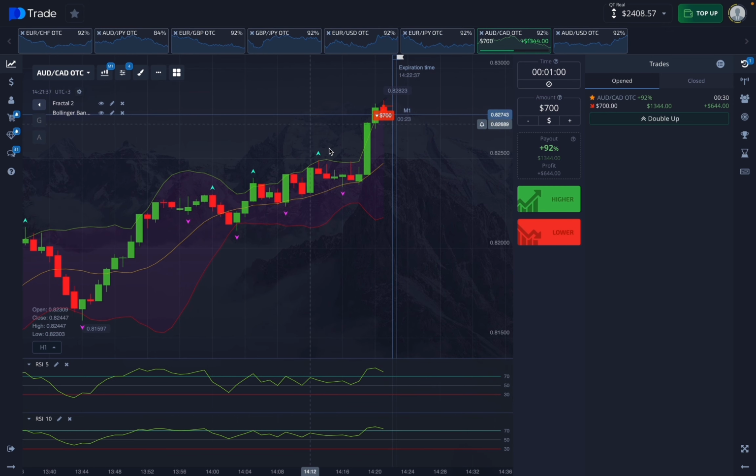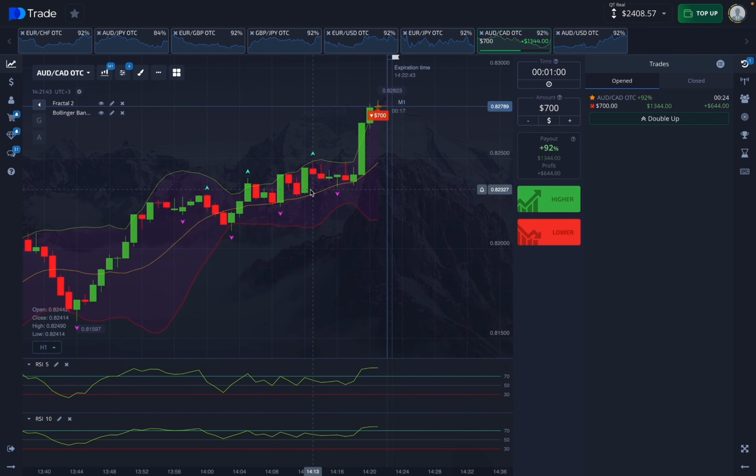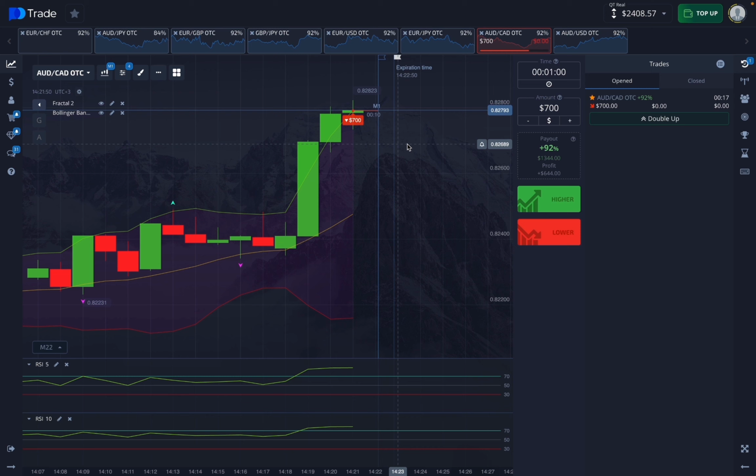And touching the upper moving average of our Bollinger Bands as a whole. Why not? The logic of opening this trade suits me. You can try. Let's look at the result of this trade. Yes, of course, the trade was not quite successful. It was opened as I said, but in general it's okay.